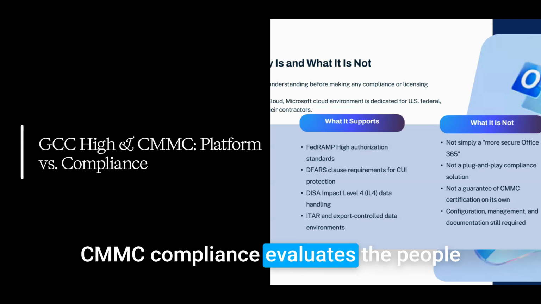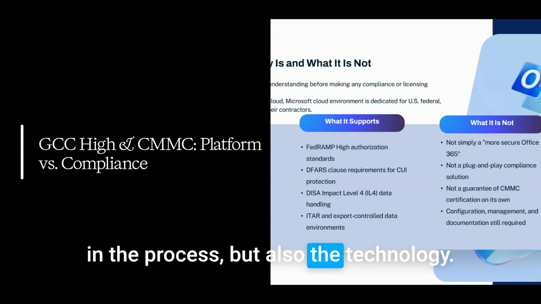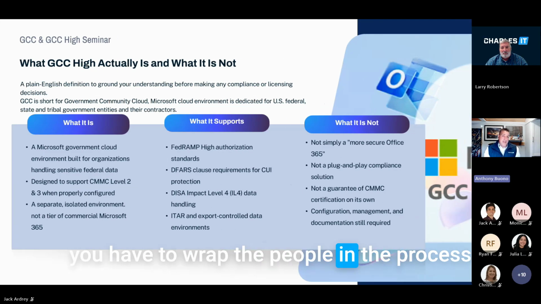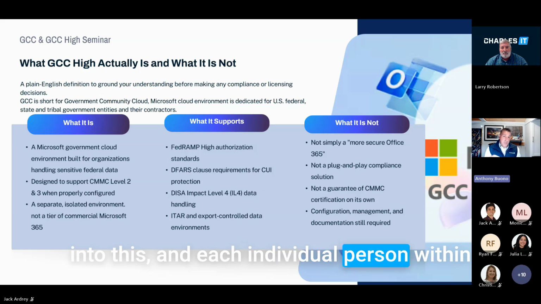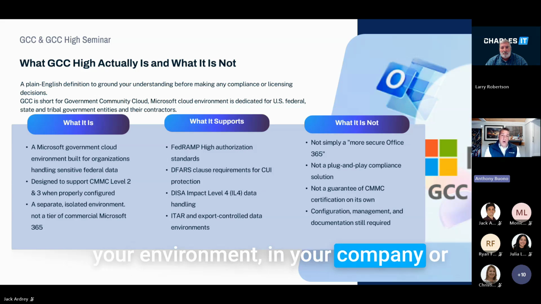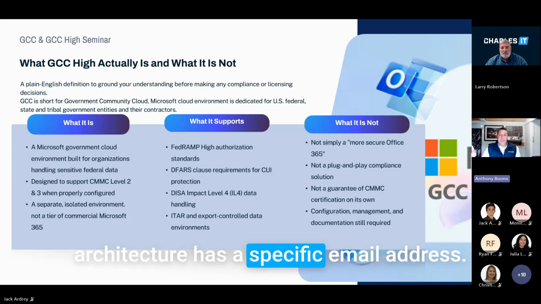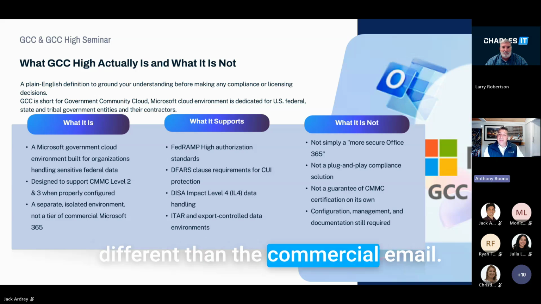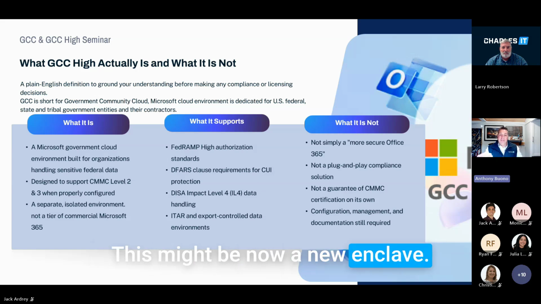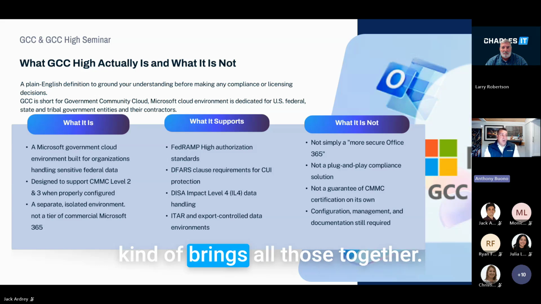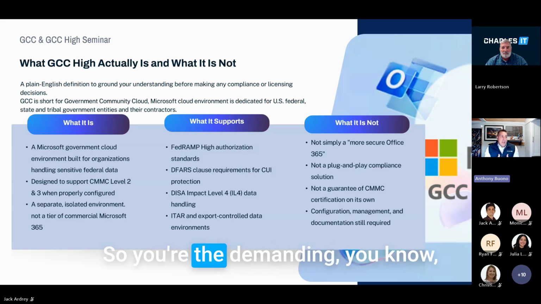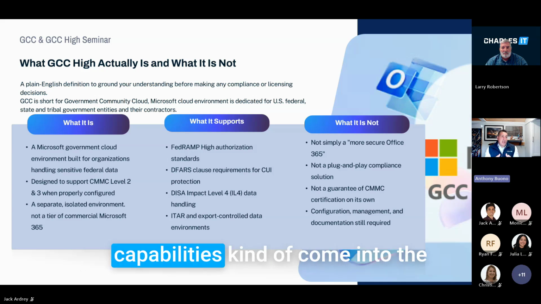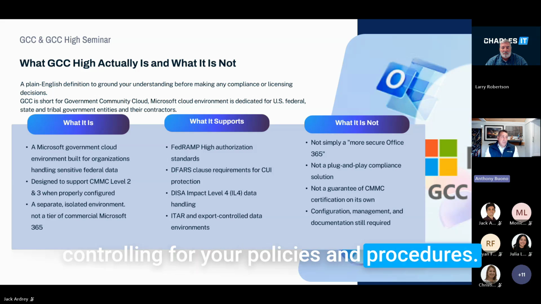CMMC compliance evaluates the people and the process, but also the technology. This is a part of that technology piece, but you have to wrap the people and the process into this. Each individual person within your environment, in your company or architecture, has a specific email address. This email address might be different than the commercial email. It might now be a new enclave. That federal enclave email brings all of those together. So your evidence control and your compliance capabilities come into play in controlling your policies and procedures.